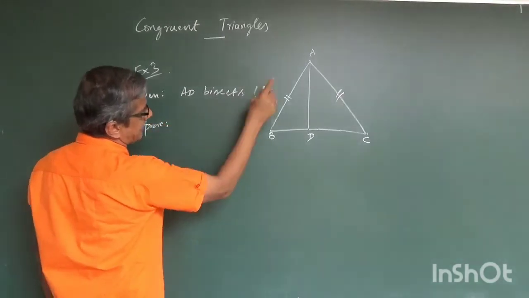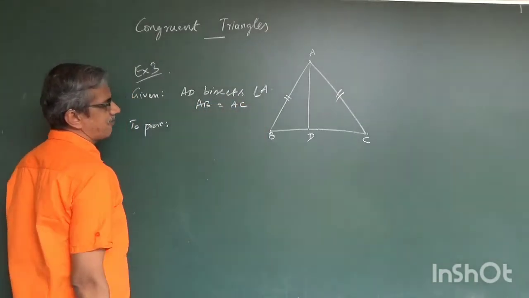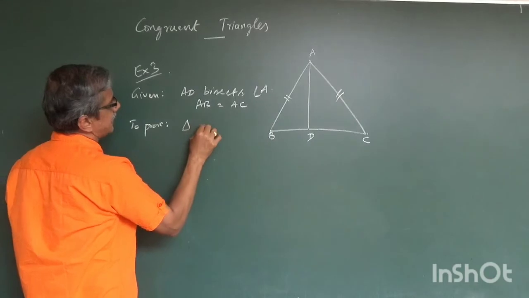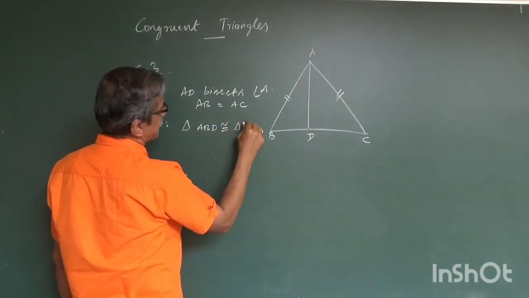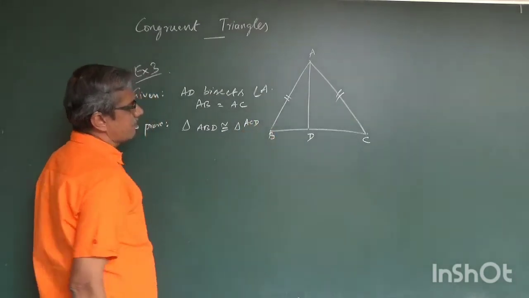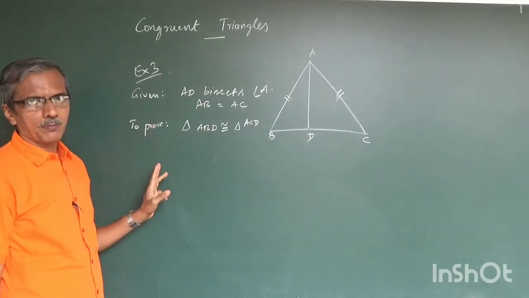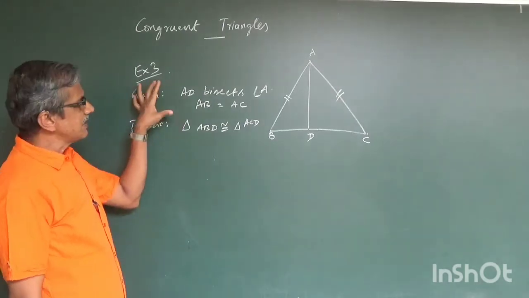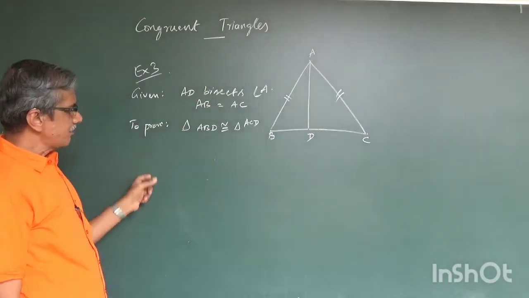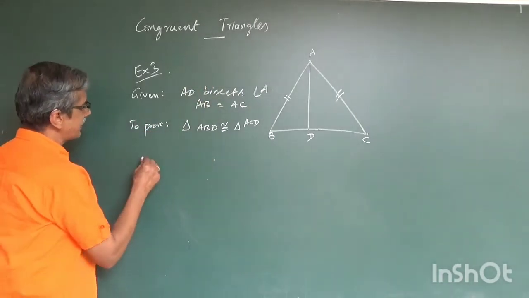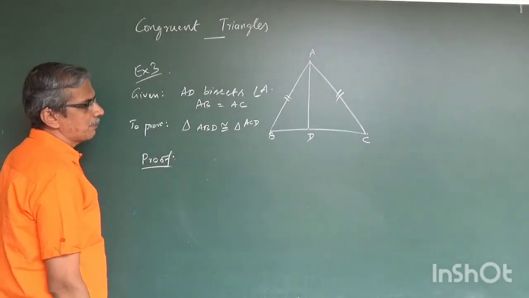And also it is given that AB and AC are equal. AB is equal to AC. It is given. So we have to prove that triangle ABD is congruent to triangle ACD. And you have to understand that generally in all geometric problems there will be three sections: what is given, what you have to prove, and then the proof. The proof comes now. We have done it last year, I am just repeating it here.